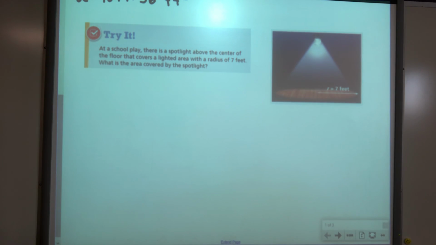So this problem here, there's a spotlight above the center of the floor that covers a lighted area with a radius of 7 feet. What is the area covered by the spotlight? Go.